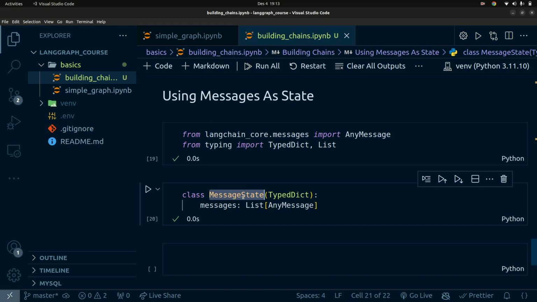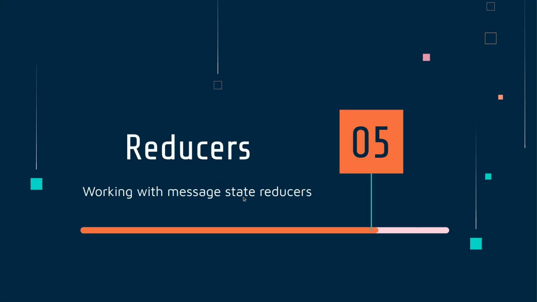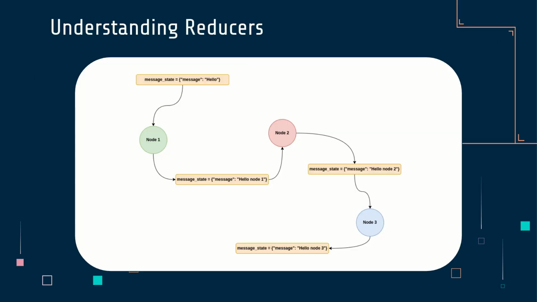So in this video I wanted to talk about something very, very important, which is called a reducer. So that's why I have this created before we talk about the reducer. So reducers basically help us to work with message state reducers. That's basically what a reducer does. So let me just explain to you from the last video what we understood about how each node works in a graph or within an agentic graph.